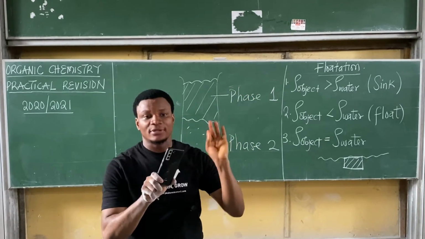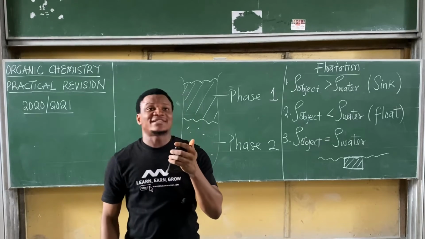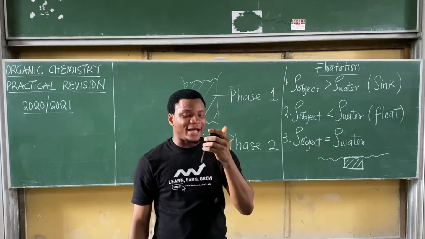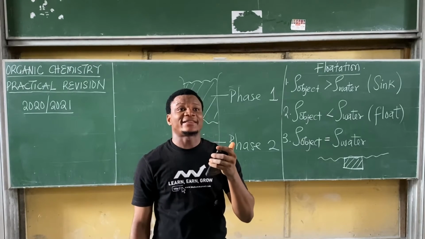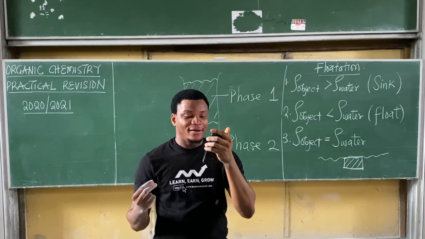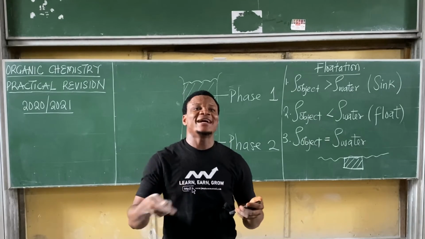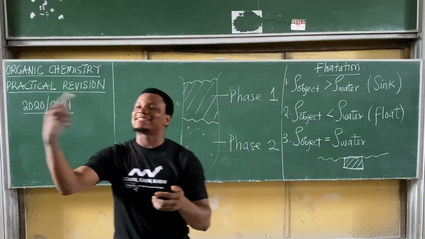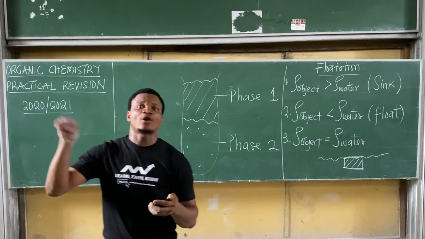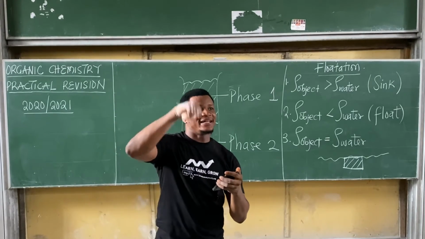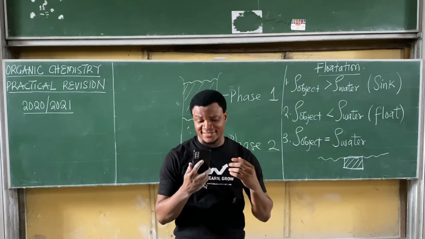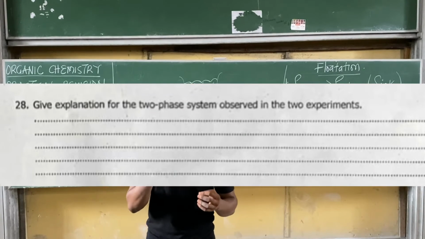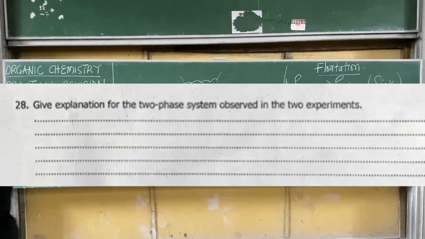The bottom, dichloromethane. Question 27. They said water and diethyl ether. At the top, what do you have? Observe that diethyl ether is less dense. So hence, at the top you have diethyl ether. At the bottom you have water. Question 28 says, give reasons for the two-phase systems. Observe. What's the reason?